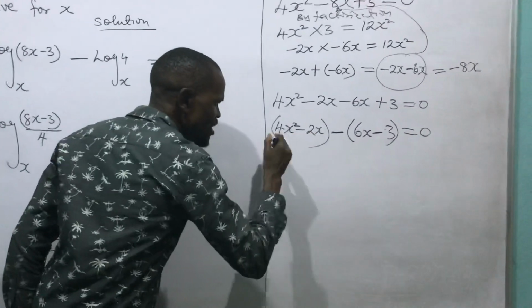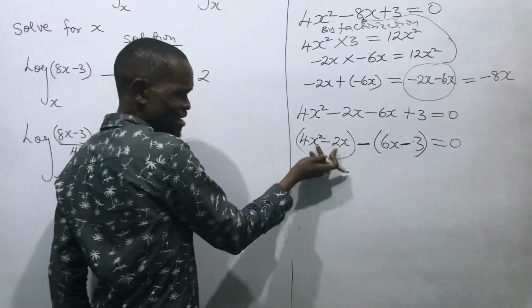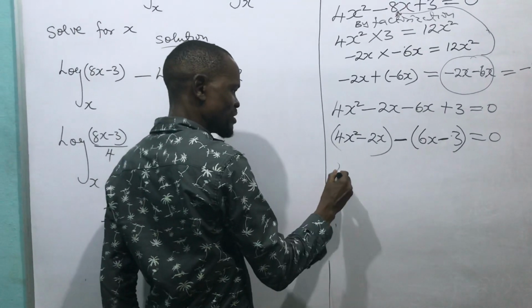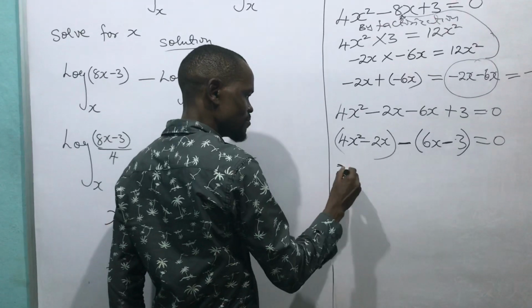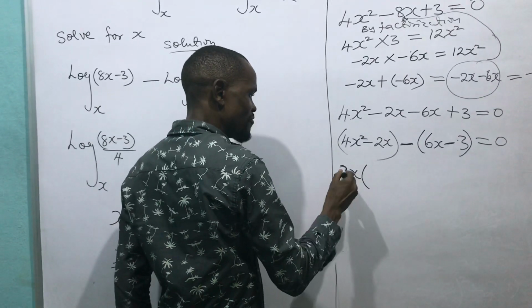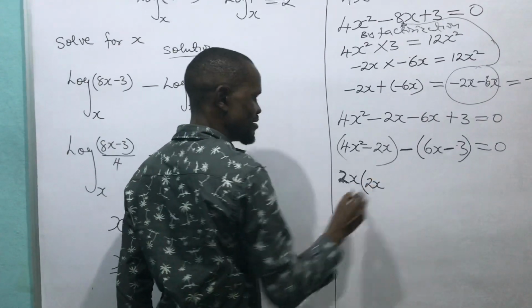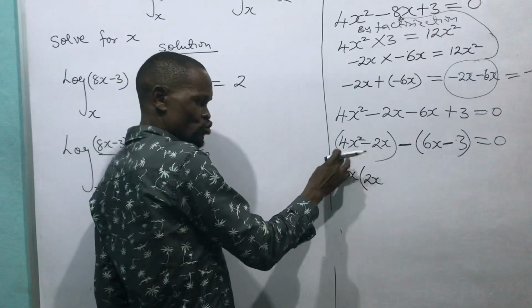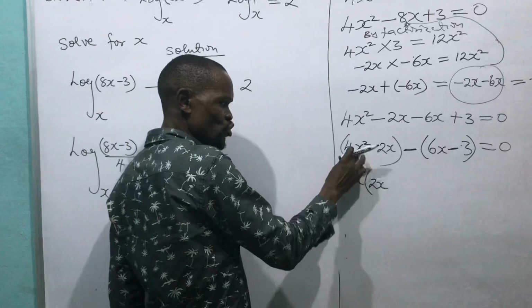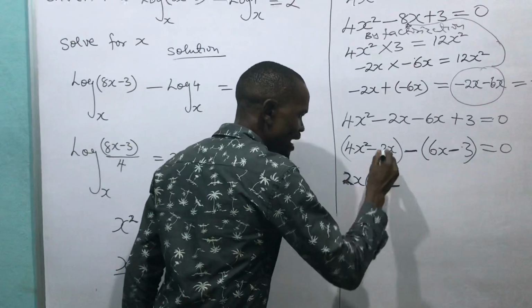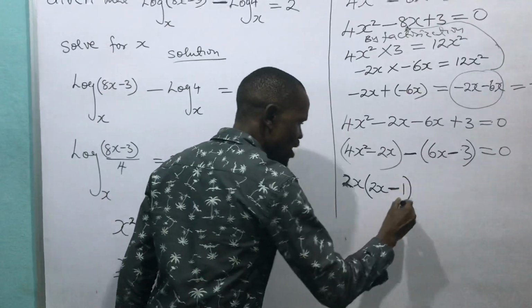Then what is common here? 2x can divide this, 2x can divide this. Therefore, 2x is common here. 2x, and when 2x divides this, I will have 2x inside. Do I get what I'm saying? 2 divided by this will give me 2. 2x goes into this and will give me x. Minus 2x divided by himself will leave me with 1.